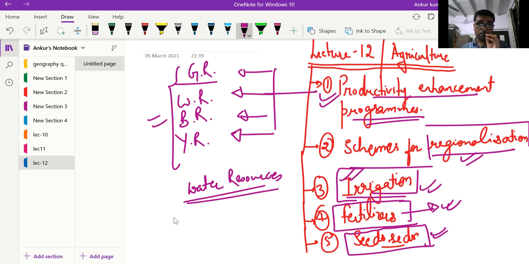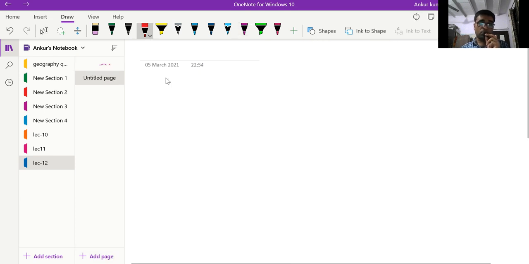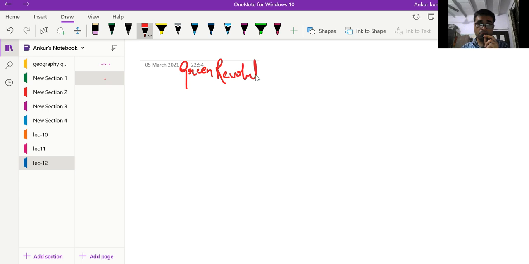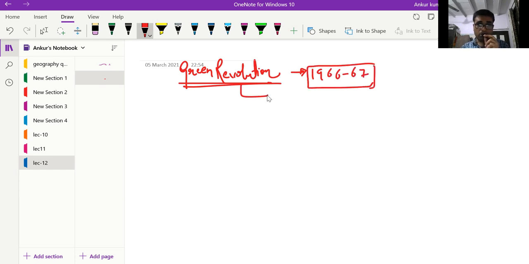So without delay, let us start with the first topic, productivity enhancement, and in that the first topic will be the green revolution. India launched the green revolution in 1966-67. It is a productivity enhancement program. It was launched in the backdrop of the drought which India suffered, and due to this there was a food crisis in this decade in India.